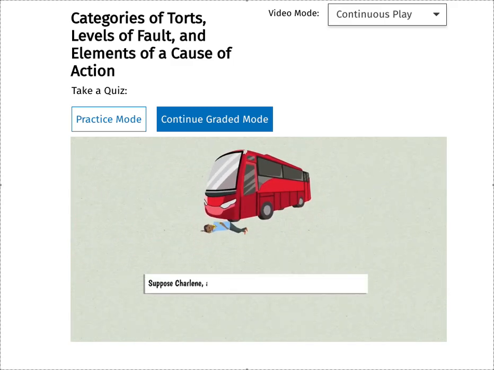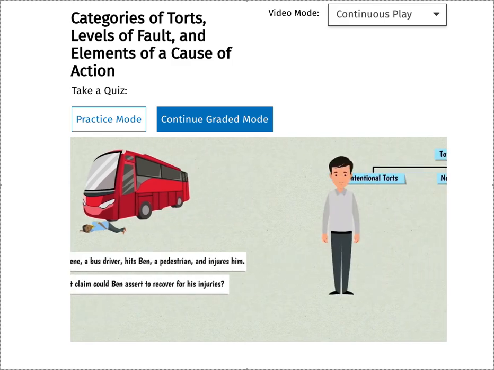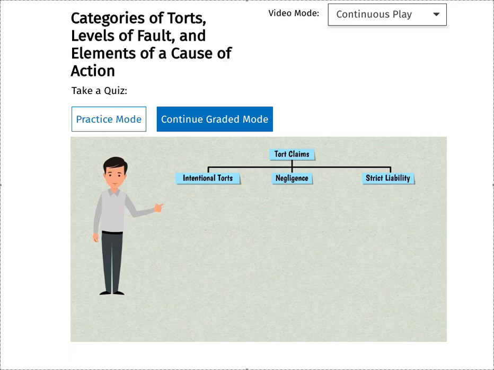Suppose Charlene, a bus driver, hits a pedestrian, Ben, and injures him. What tort claim could Ben assert to recover for his injuries? Well, we need to know more facts before we can say. Let's consider each of the three categories of torts I just mentioned.